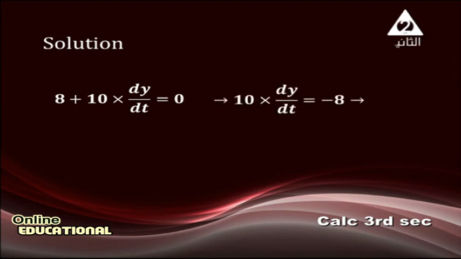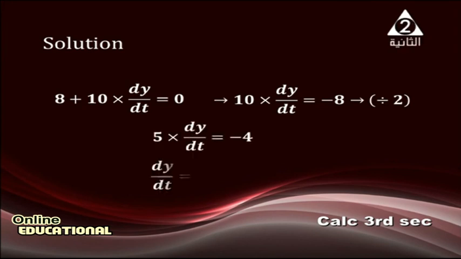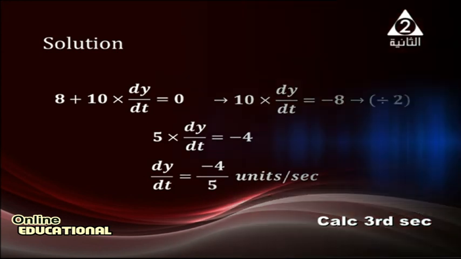Then 10 dy/dt equals negative 8. Then by dividing both sides by 2, 5 dy/dt equals negative 4, and dy/dt equals negative 4/5 units per second. Now we move to the next example.